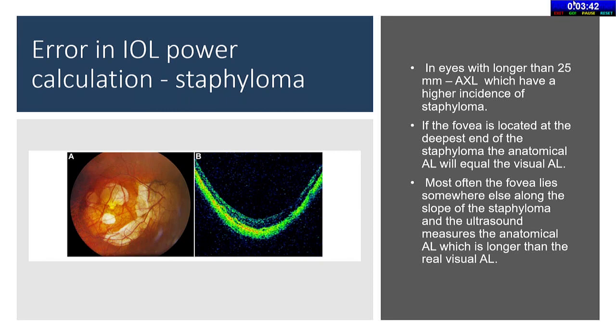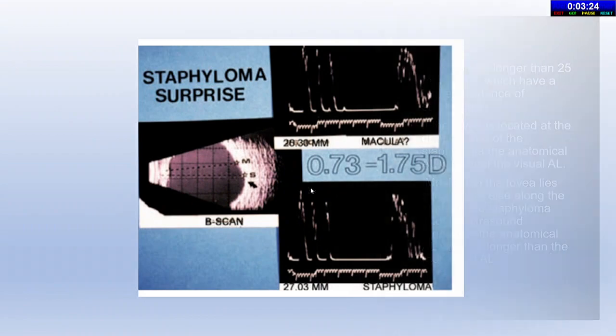This is an image showing the B scan and the regular A scan which has been done, showing an error in the axial length calculation by 0.73 millimeters, which can result in a 1.75 diopter surprise post-op. So let's evaluate thoroughly and keep our patients happy, and let's hit the bullseye.